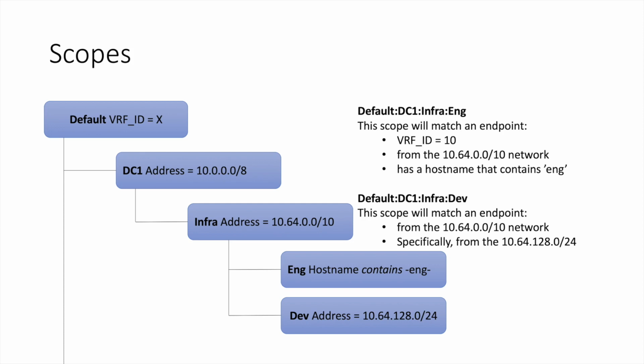So now we have two overall scopes. We have the default DC1 infra eng, which will have the VRF ID defined within the default scope, it will be part of the 10.64.0.0 network, and it will have the host name of eng. The default DC1 infra dev scope will have most of the same sequence, but instead of the host name, it's going to be specifically within the network 10.64.128.0.